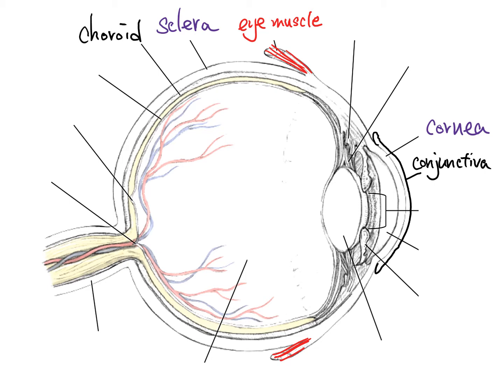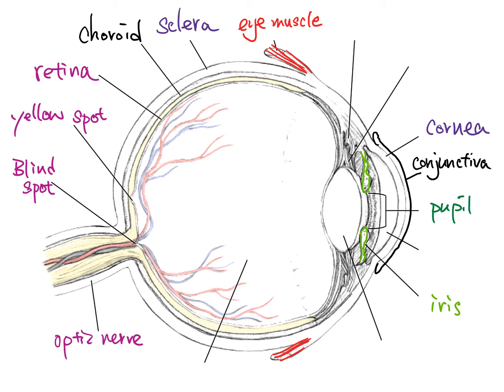Let's move on to the middle layer. The middle layer of the eye is called the choroid. It is a black pigmented layer which has a lot of blood vessels to supply oxygen and nutrients to the eyeball, as well as the photoreceptors. In the middle layer, there is also the iris and the pupil. Iris helps to control the size of the pupil.